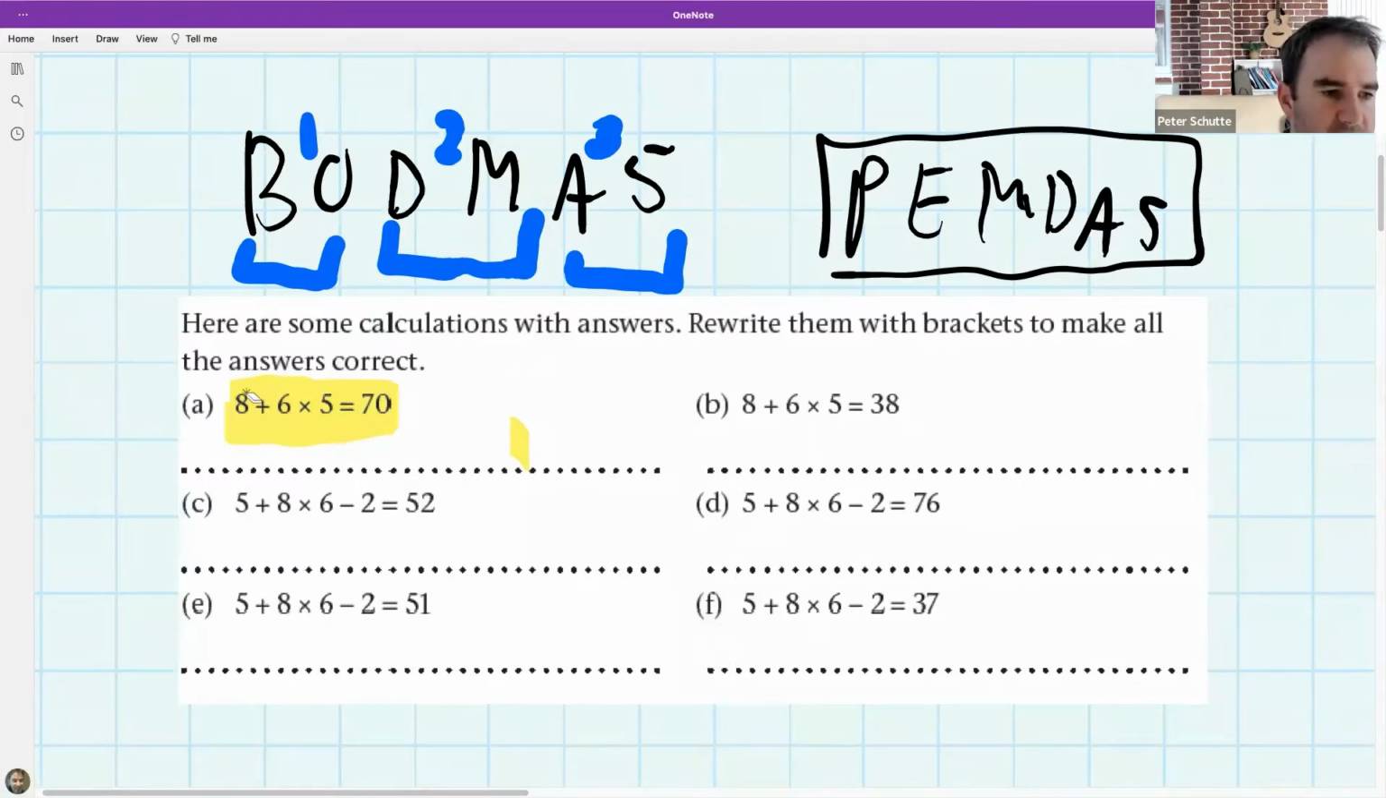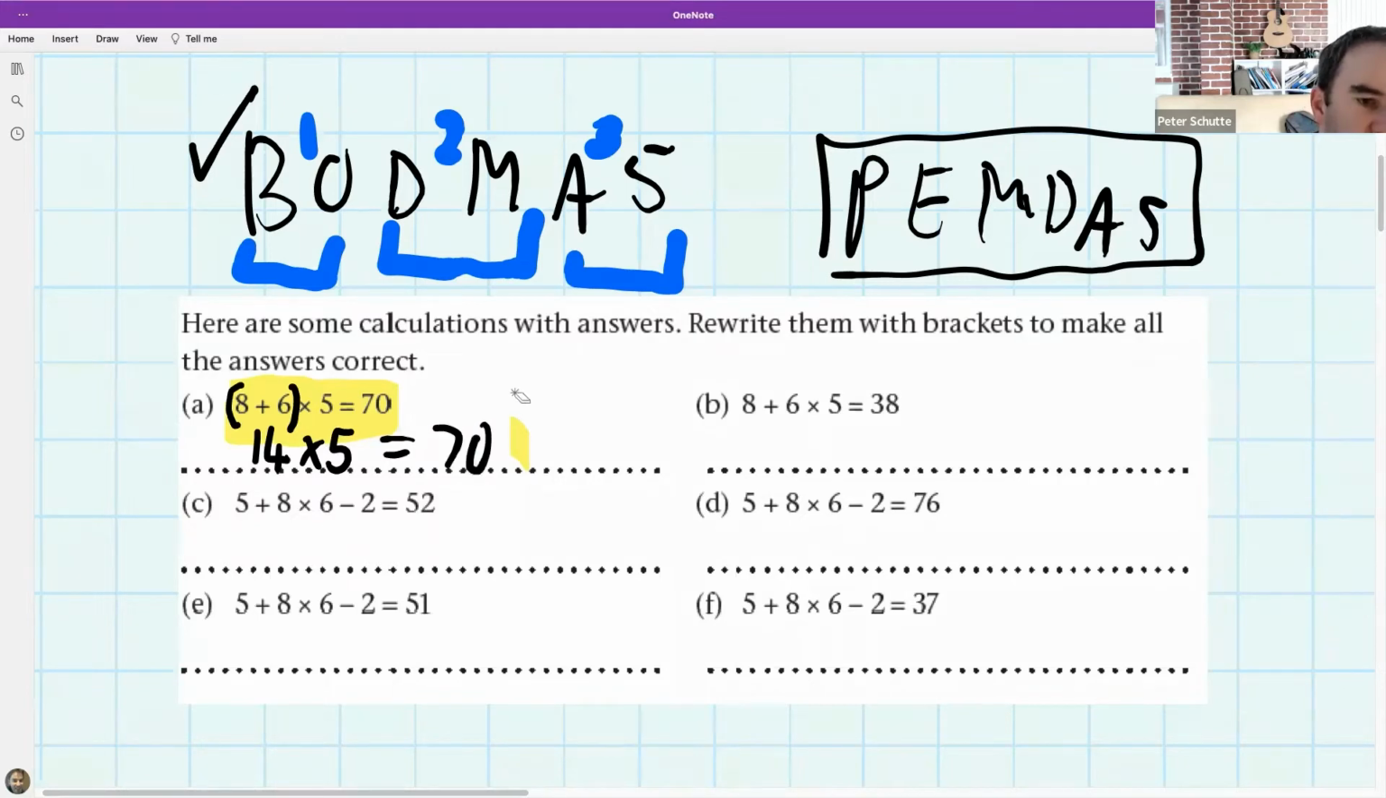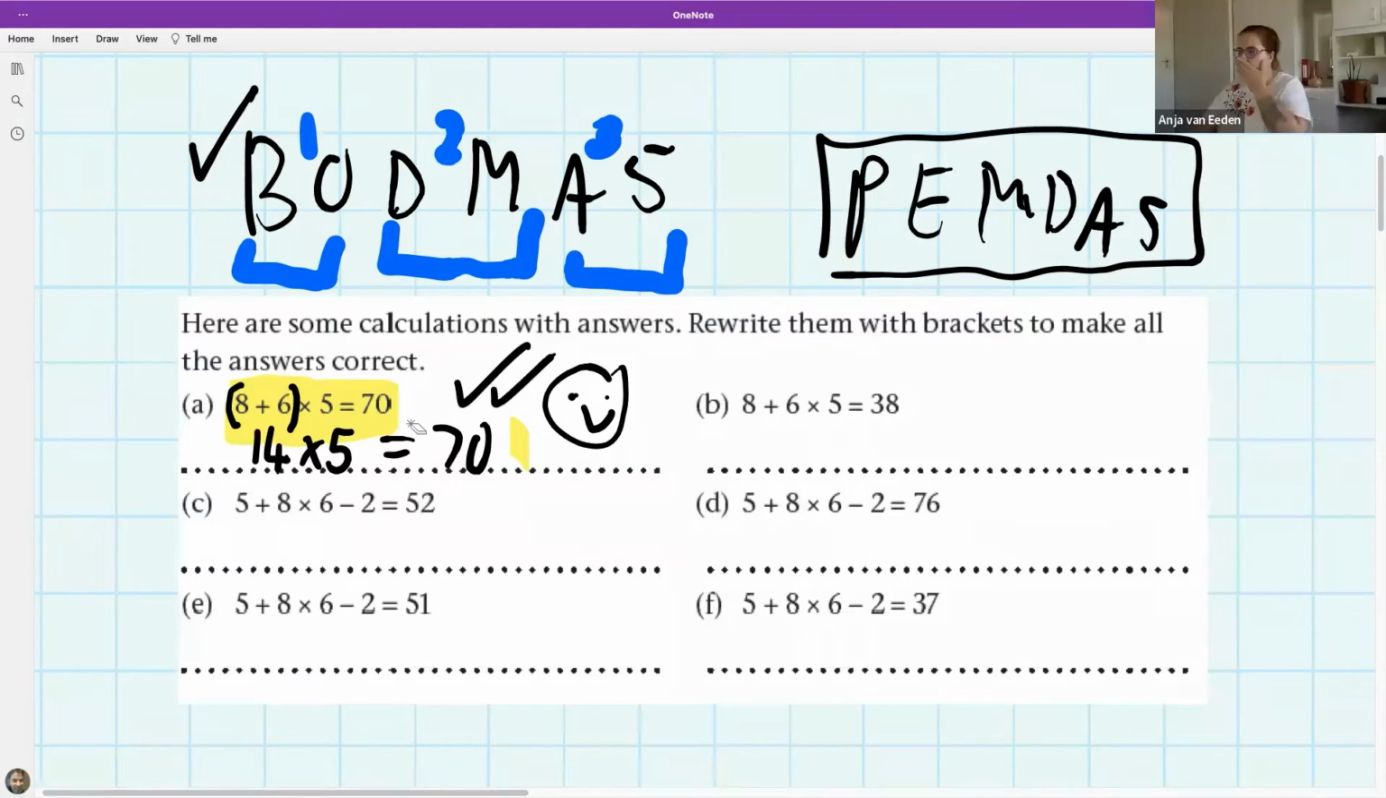So what I was going to say here is, if I put a bracket here, that forces this to be done first, because remember the B is, if it's breakdown or whatever it is, this gets done first. And if that's a 14, then what is 14 times 5? Well, I think 14 times 5 is 70. And so then I'm a happy little math teacher.